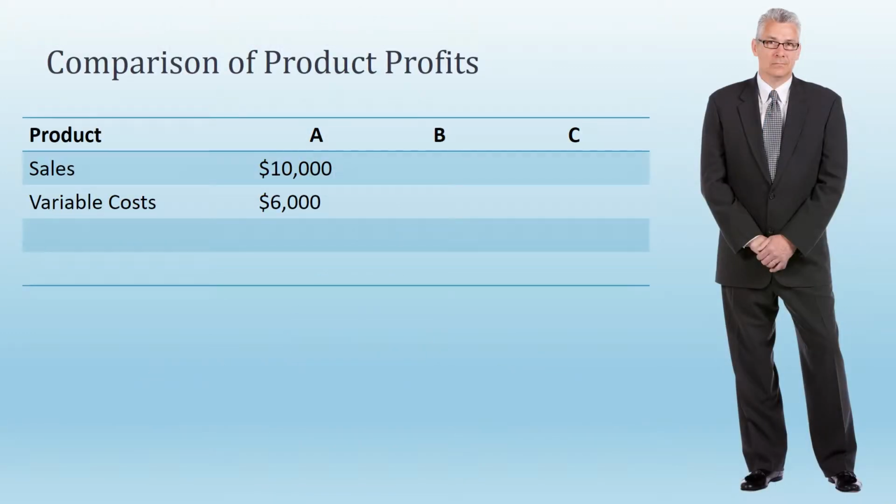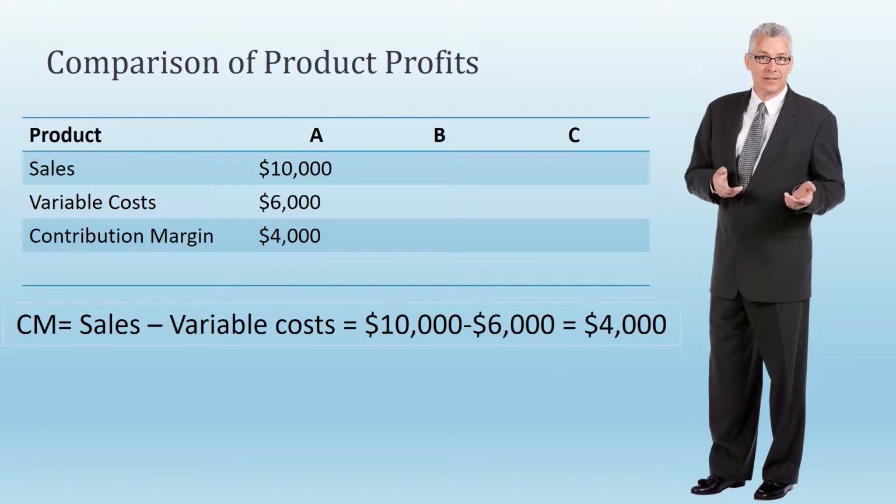Let's look at a comparison of three different products, A, B, and C. Product A has sales of $10,000 and a variable cost of $6,000. Its contribution margin then is $4,000. We calculated that by sales minus variable cost, or $10,000 minus $6,000. Just as importantly though, is the amount per unit dollar that we have left over to cover our fixed expenses and to contribute to the profit.